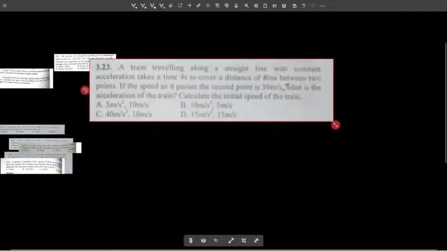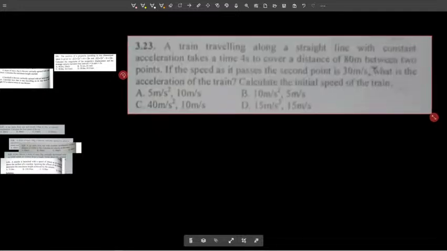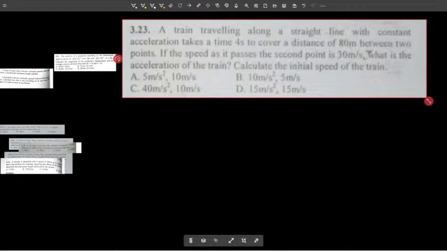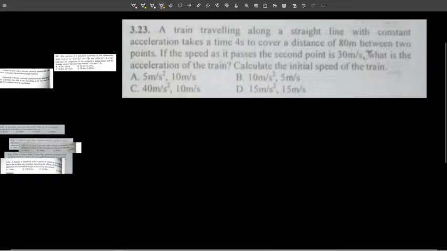So let's play with this one. They said a train traveling along a straight line with constant acceleration takes a time of 4 seconds to cover a distance of this. So the distance the train covered, in the x direction obviously, is 80 meters. It took a time of 4 seconds to cover that distance between 2 points. So the time t is 4 seconds.